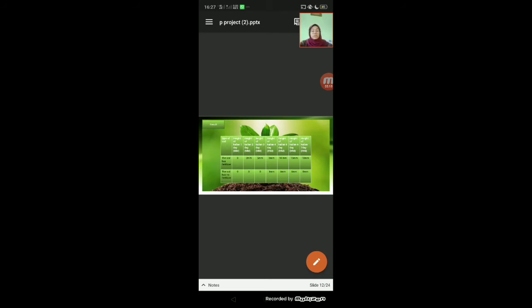The unfertilized soil had no reaction from the first day until the third day, and on the fourth day it increased by only 1 milliliter. After a week, the plant with fertilizer had increased by 18 milliliters, while the plant without fertilizer also increased, but only by 8 milliliters.